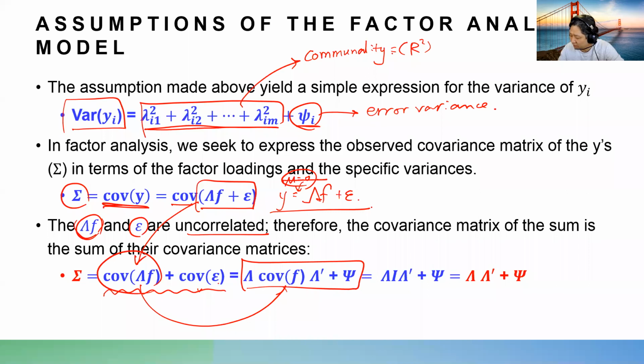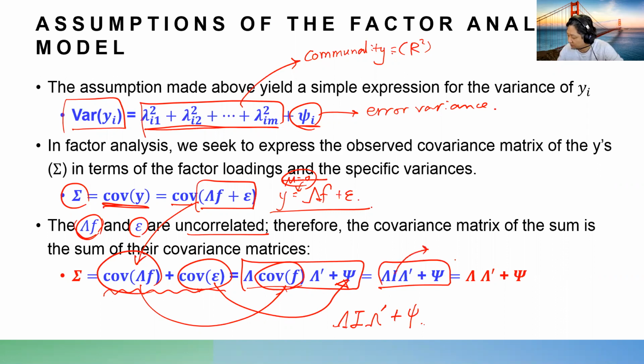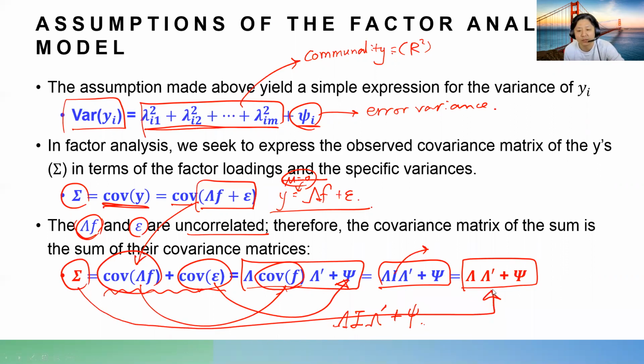So the covariance of the error variance is like this: lambda times the covariance of f, which is I, and then lambda transpose plus sigma. So this is an identity matrix. This is the final form, so our covariance matrix can be expressed in matrix form.